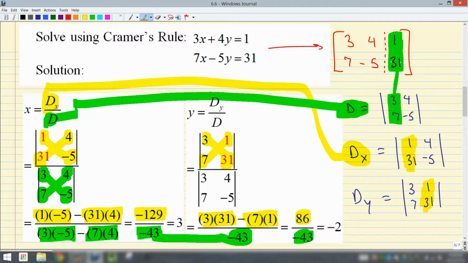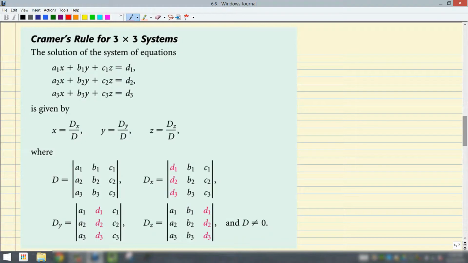And so your solution is the ordered pair, 3, negative 2. So for 3 by 3s, now we've got 3 equations and 3 variables. The fundamental idea is the same. You're going to find the determinant of the x matrix, and you're going to divide that by the determinant of the coefficient matrix.